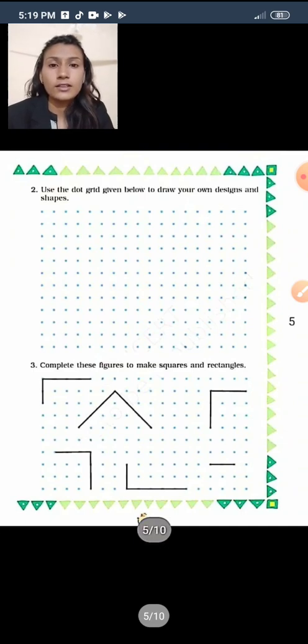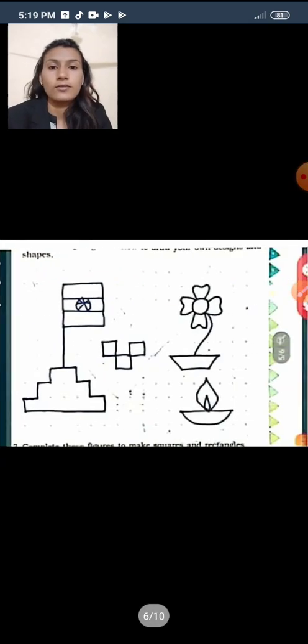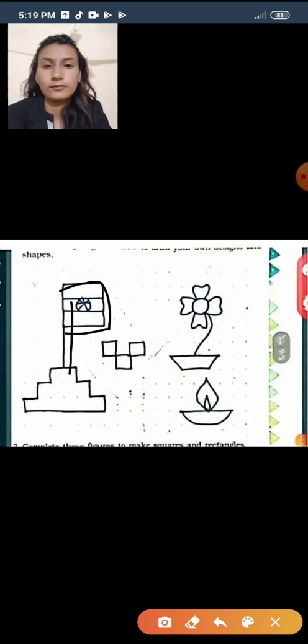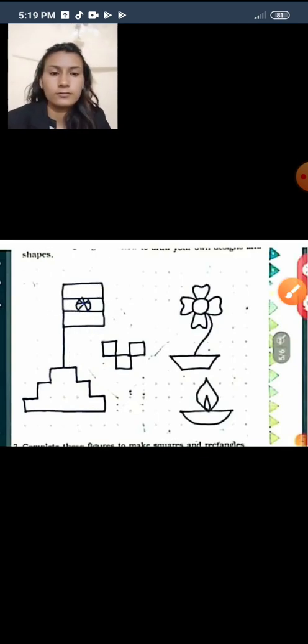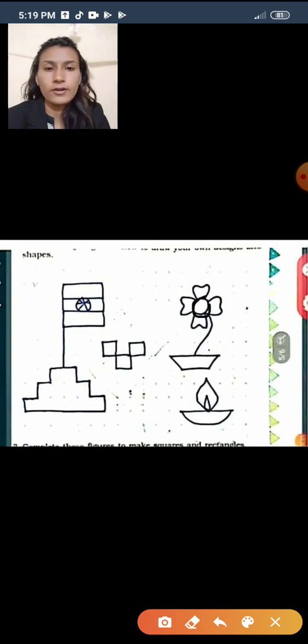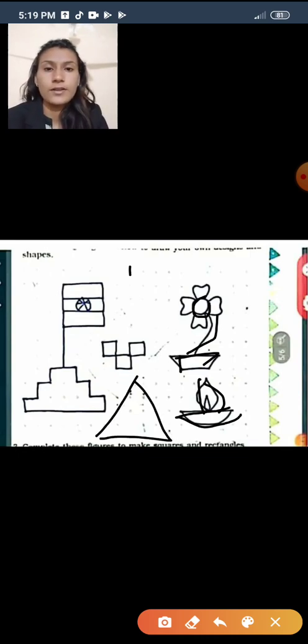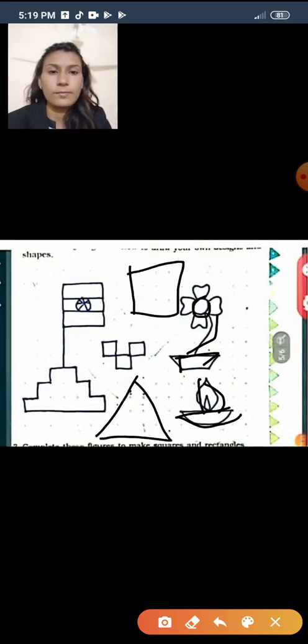Use the dot grid given below to draw your own designs and shapes. Now here I have drawn a flag, a flower pot, a lamp. You can also try to draw triangle shape, square shape, circles, other shapes also you can draw.